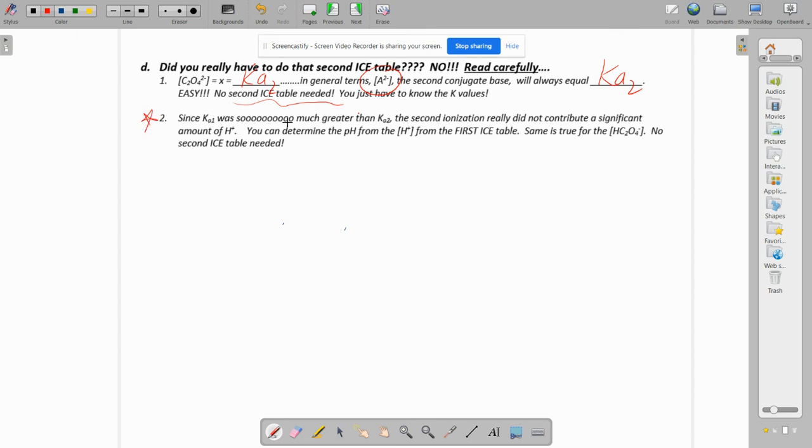Since Ka1 was so much greater than Ka2, the second ionization really did not contribute a significant amount of H+. That second dissociation just did not happen very much. So, therefore, you can determine the pH from the H+ from the first ice table, and the same is true for all the other values, okay? So take-home message is, even though it's a diprotic acid, you really only needed the first ice table to do all the calculations.